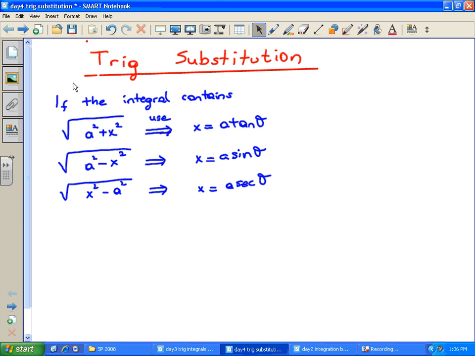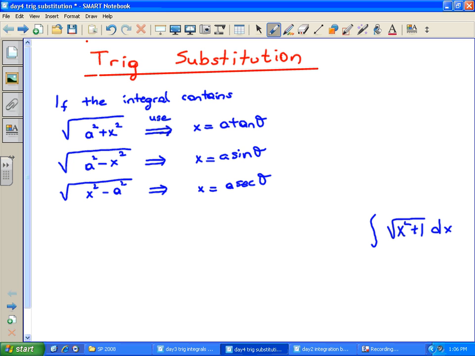A given question in this section might be something like the integral of, let's say, the square root of x squared plus 1. This might be a typical example in this section. So the questions we're looking at today don't necessarily have a trigonometric function in them as it is given to us.